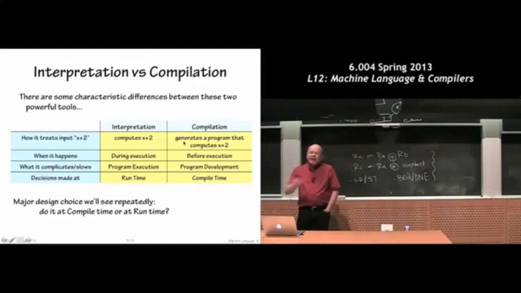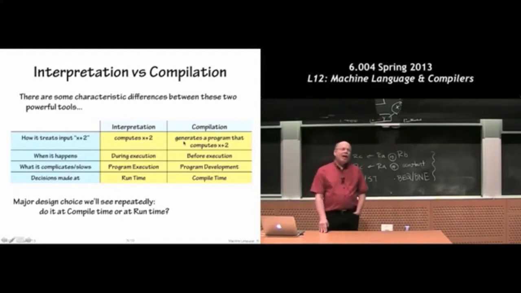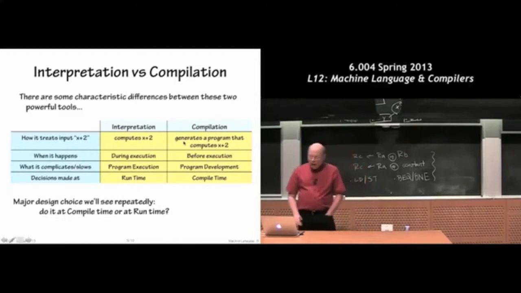Okay, so we always have this choice about what we do at compile time and what we do at runtime. When we want efficiency, we often want to do as much as we can at compile time, because that happens once, and then when my program runs, I don't have to redo it. Whereas interpretation often gets me to execution a little more quickly, but the execution itself is slower.